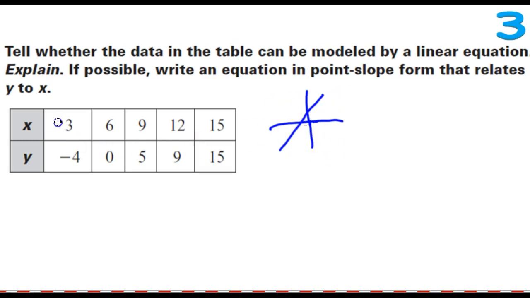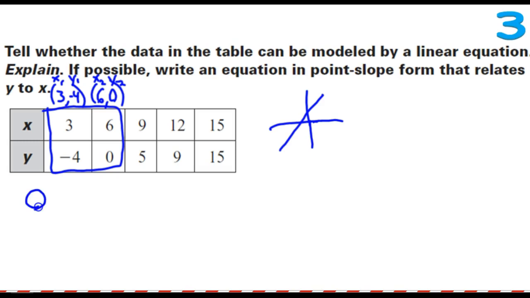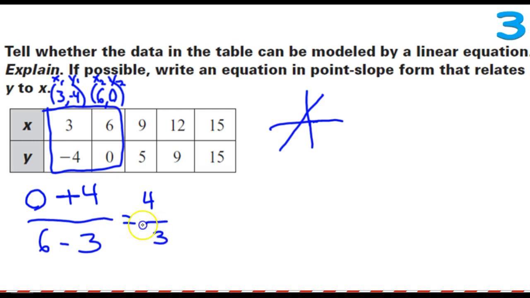So what we need to do is we need to find our slope. If we find the slope between this point, this is 3, -4, and this is 6, 0. If we're using these 2 points, then this is our x1, this is our y1, this is our x2 and y2. So y2 minus y1 over x2 minus x1. So I'm going to add those. We get 4 over 6 minus 3, which is 3. So our first slope is 4 over 3.